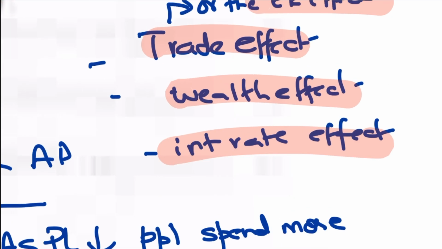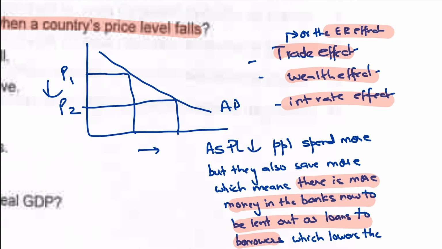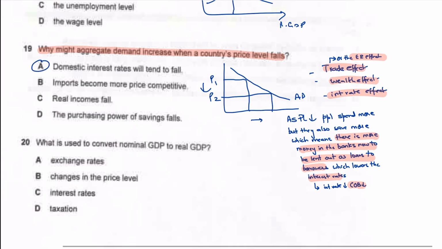These three effects immediately kick in when the price level goes down, and that's how they affect the variables in the aggregate demand equation, causing an extension in the aggregate demand curve, ultimately impacting real GDP. So the correct answer is domestic interest rates will tend to fall.